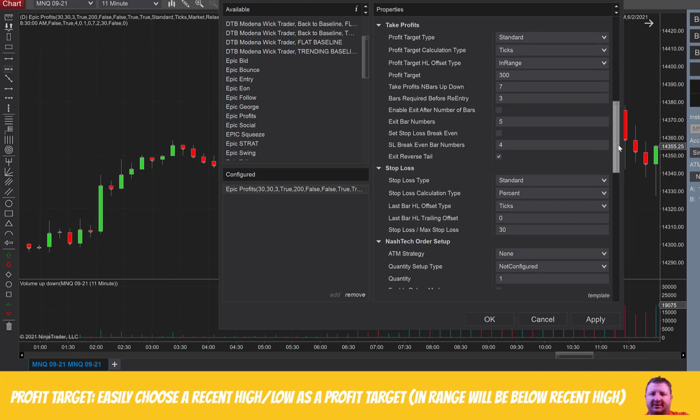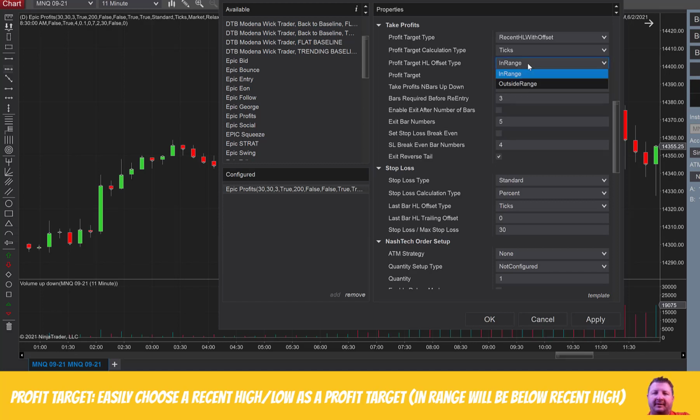All right, take profit, stop loss. Profit target, this can be just a standard set of ticks, and you are taking a profit target of 300 ticks. This can also be a recent high-low. So what does that mean? Well, if the recent high was here, let's just say it was right around this range, it would take in the range, so you have a high and a low. If you have recent high-low, it's going to set a profit target 5 ticks below the range, the high, sorry, if you were going long.